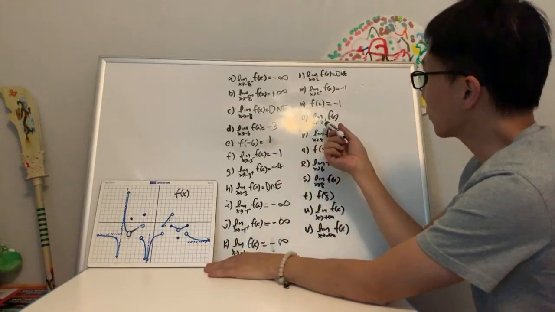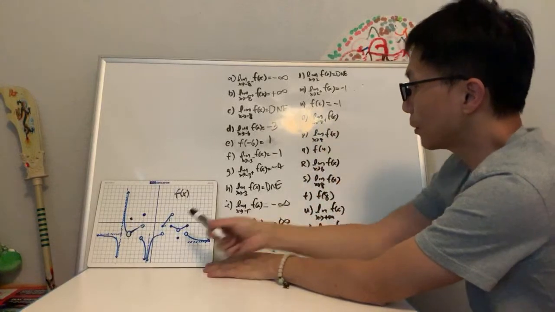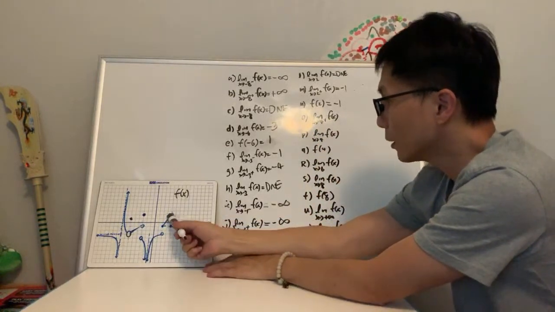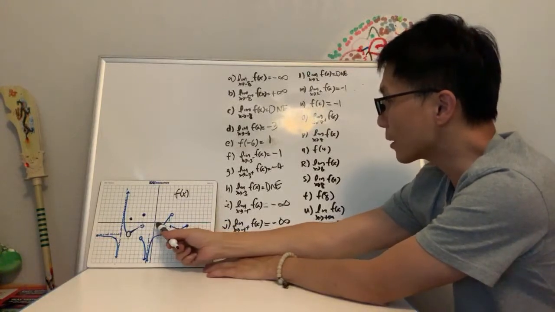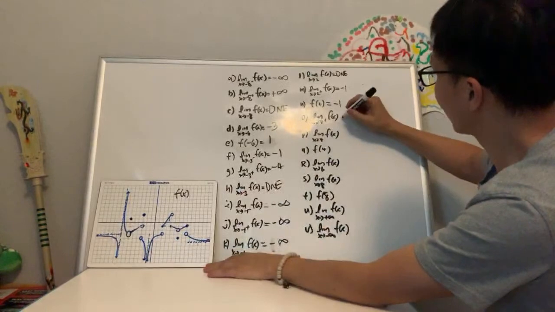When the limit as x approaches 4 from the positive side, well, 4 is right here. From the positive side, that means I'm going from here to here, which in this case is -1.